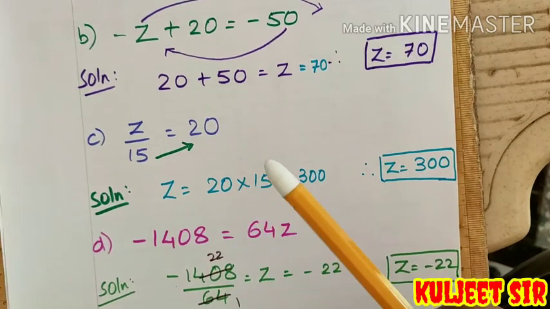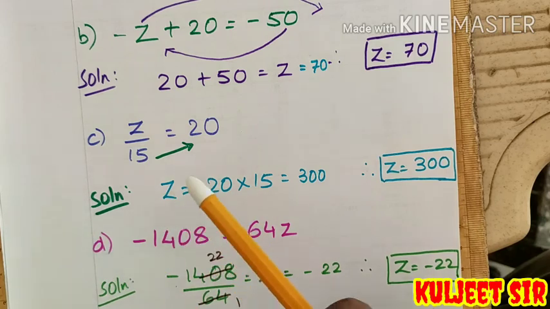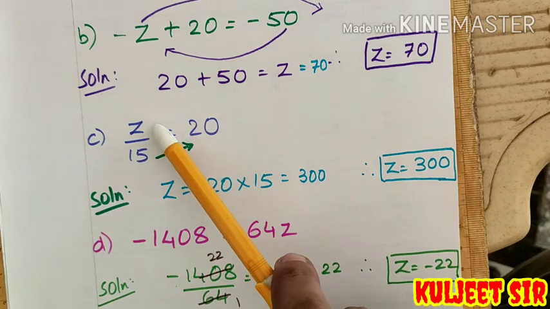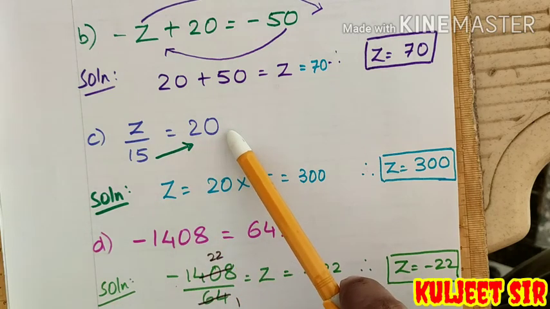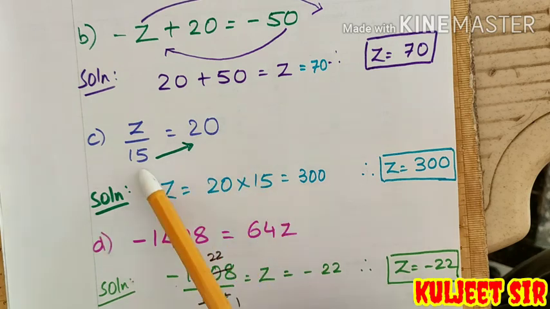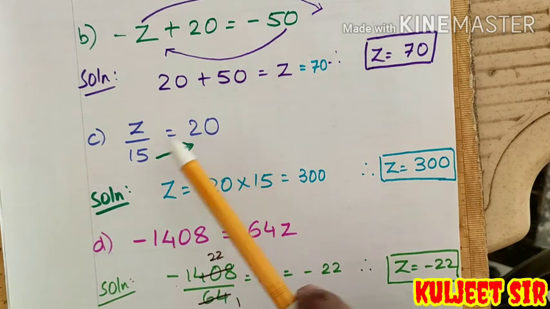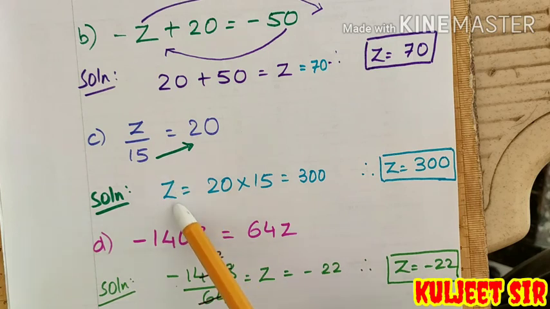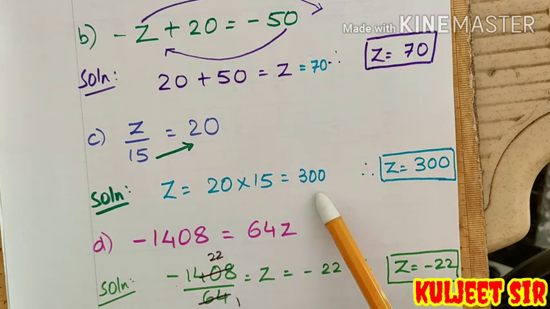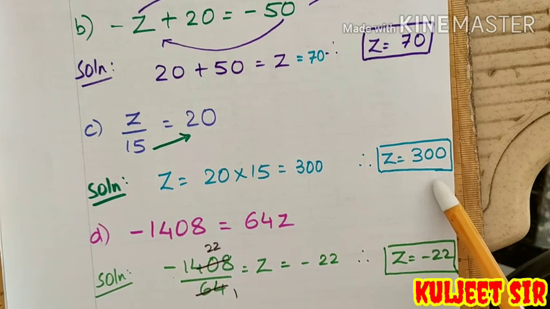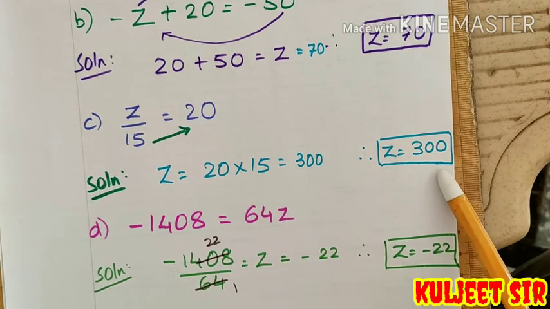Now as per the rule, when we have the division sign, you can see over here z upon 15 is equal to 20. When the division sign is there, I told you what are we to do? We have to multiply. So this 15 will be multiplied with 20 and z remains as it is. 20 the same here. I said division sign is here, so multiplication. So 20 multiplied by 15. What do I get as the answer? 300. So the value of z is equal to 300. This is what I get as my answer for sum number C.